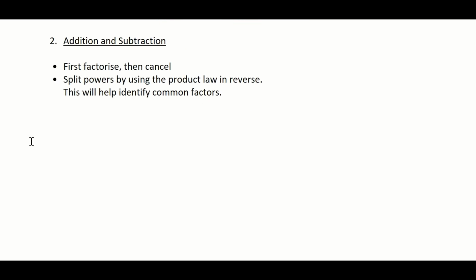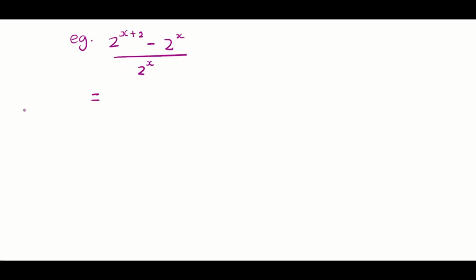Now we look at addition and subtraction. First, factorize, then cancel. Remember, you cannot cancel terms. So you have to first factorize your numerator and denominator and then cancel. Secondly, in order to find a common factor, we split powers by using the product law in reverse. So I need to split the 2 to the power of x plus 2. That will become 2 to the power of x times the same base to the power of 2 minus 2 to the power of x.